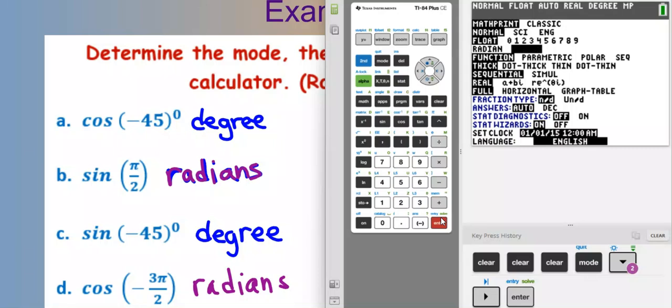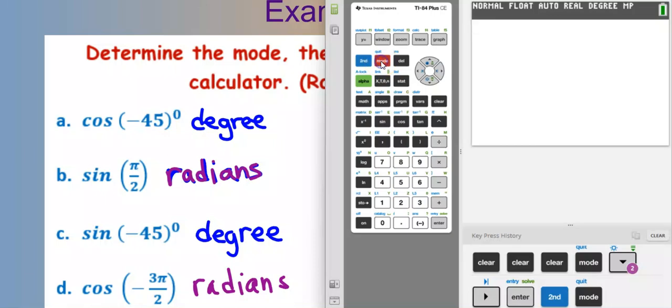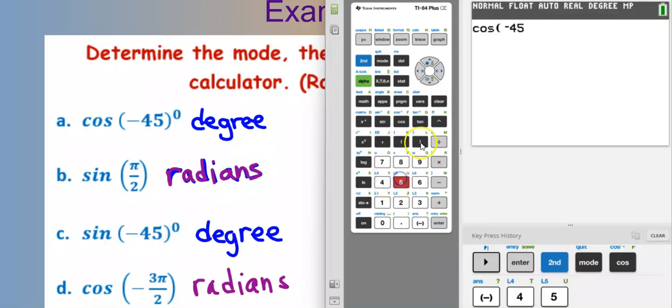So we're talking about degrees, so A and C. So we moved it to degree. We're going to do second mode, or second quit, so you can see that part down there, second mode. So it got us back to our main screen. And we're going to do cosine negative 45. And one of the great things about the 84 calculator and Desmos, since we're already in degree mode, you don't have to do the degree symbol. It already knows it's in degrees. So we're going to put it in there and hit enter. And we're going to write down the decimal. We're going to round to 3 decimal places, so we're going to do 0.707.